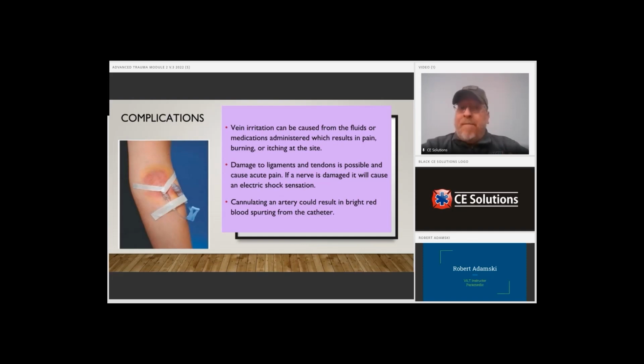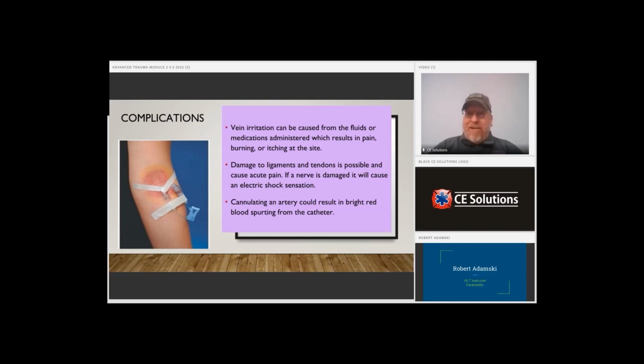You can also damage ligaments and tendons when you inadvertently hit them as you're trying to start an IV. You can cause nerve damage by inadvertently hitting the nerve, or causing hemorrhage or a hematoma to form at a site where a nerve is located.